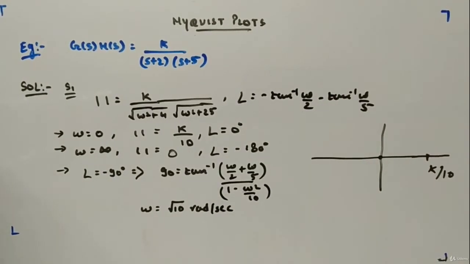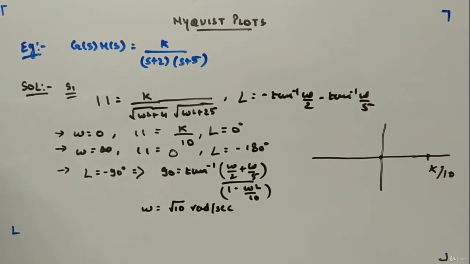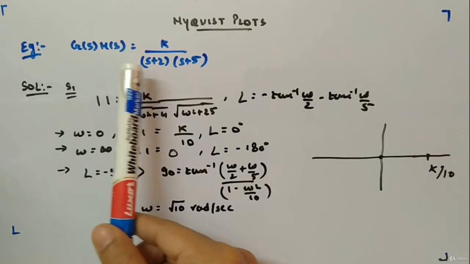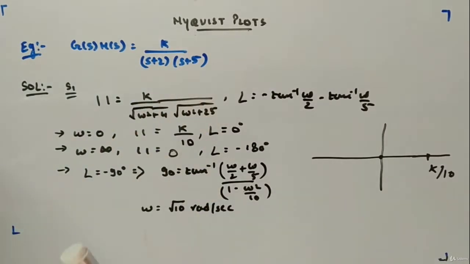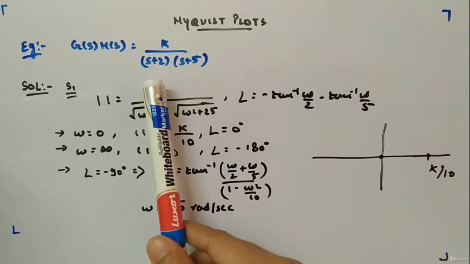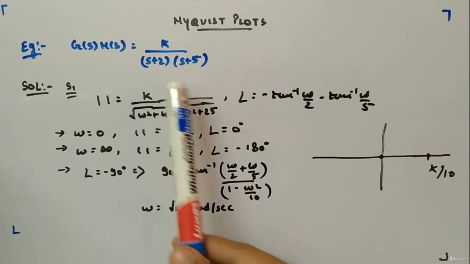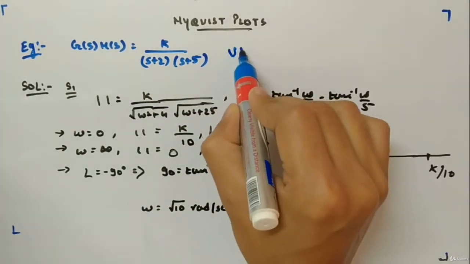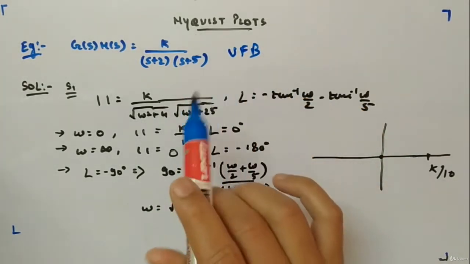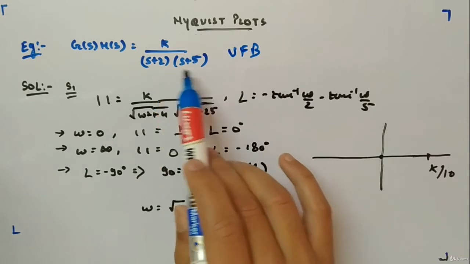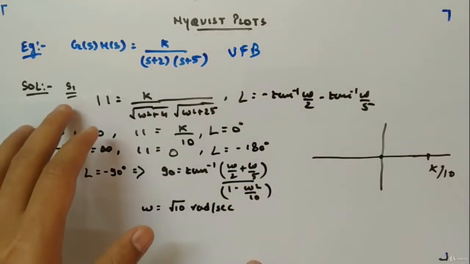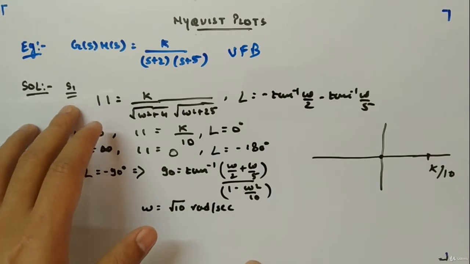Okay, let's look at an example where you will not have any infinite half circle. The example is G(s)H(s) = K / ((s+2)(s+5)). It's a type 0 system, and you consider negative unity feedback. It's order 2, as you can see.